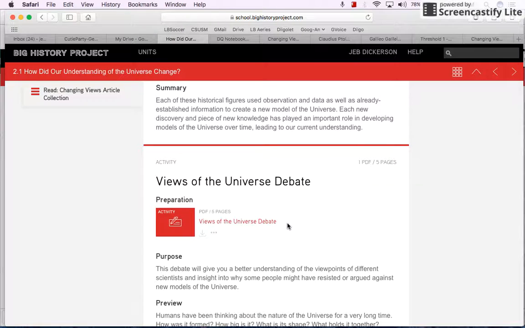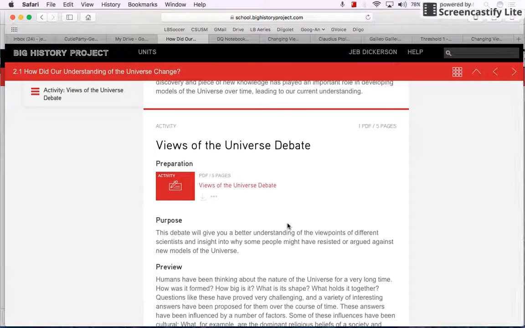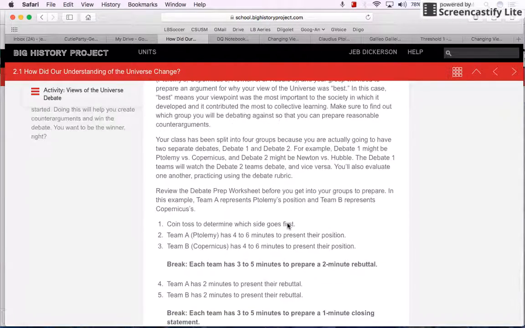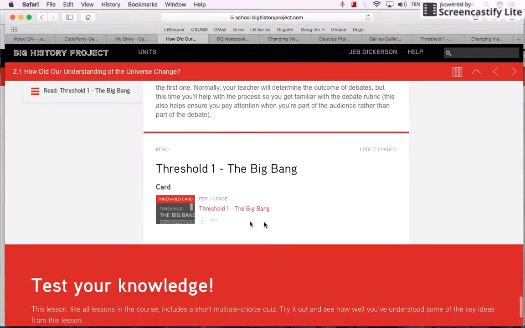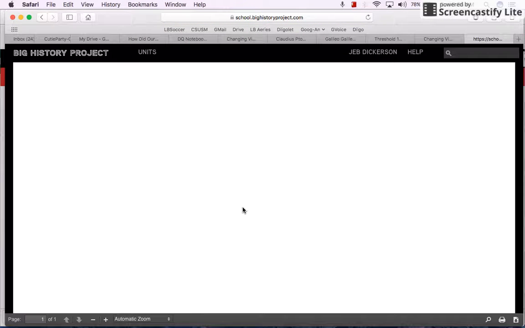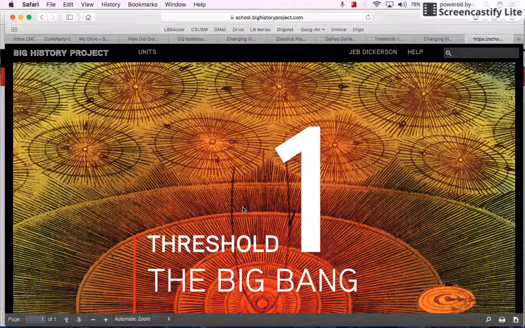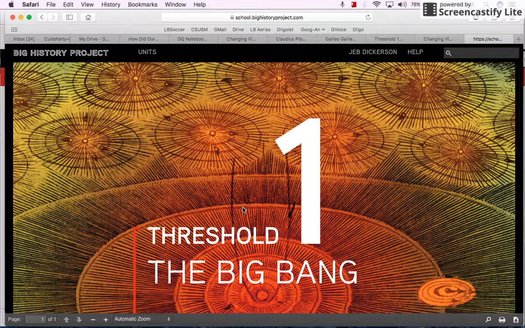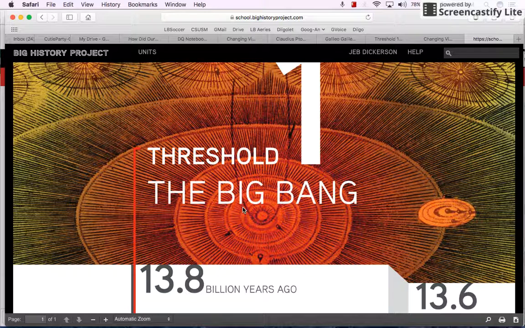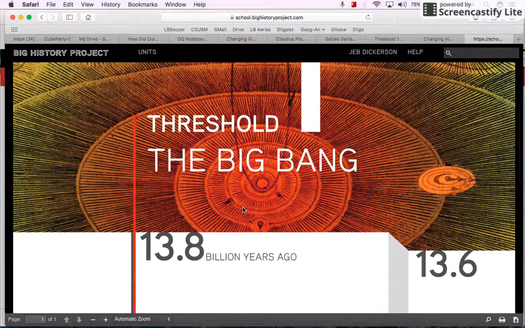The only other thing in here really is this views of the universe debate, which I told you early on was not something you had to worry about, so you can skip on through all of that. And then the last thing is just take a look at this threshold card, is what they're called, and you're going to see these threshold cards when we reach every threshold, and these thresholds are super important and you want to pay attention to it. This is like one of those foundational items in big history, is this idea of thresholds of increasing complexity.